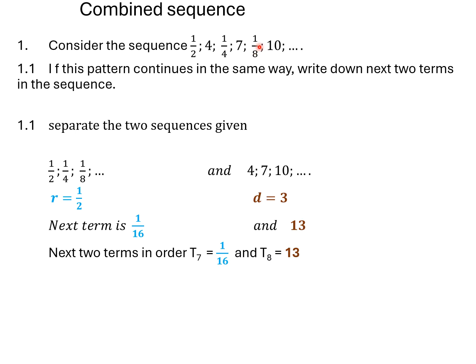But if you look here, this 1 over 16 comes first, so that would be term 7, following terms 2, 4, 6. And term 8 would then be 13. Alright, 1 mark for each one.